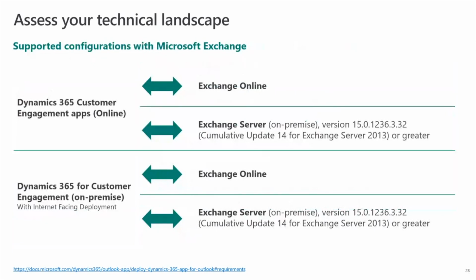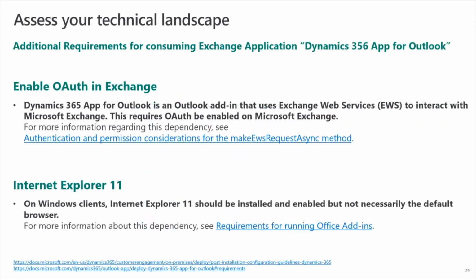The supported configurations with Microsoft Exchange are hybrid, so you can be an online customer having Exchange Online with Office 365, or you can have an Exchange server on-premise version, this version or greater. And the same applies for on-premise customers, although this presentation really focuses more on online customers rather than on-premise customers. For some additional requirements for consuming Exchange application, you need to enable OAuth authentication in Exchange, and also you need to make sure that Internet Explorer 11 is installed. It doesn't need to be the default browser, of course, but it needs to be installed.